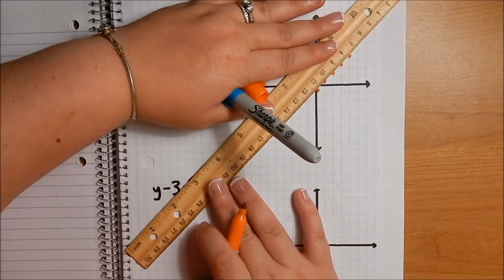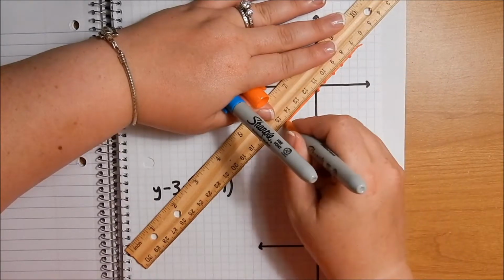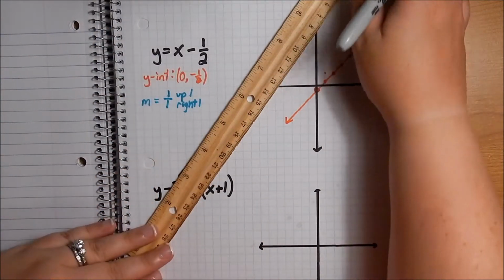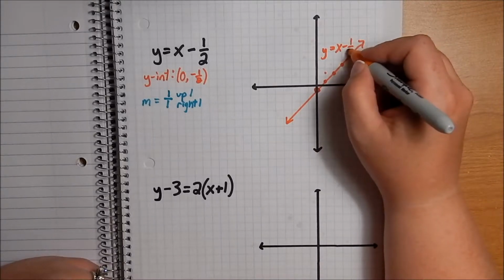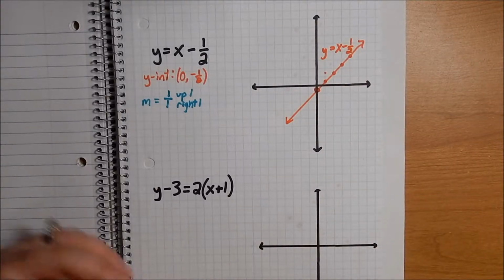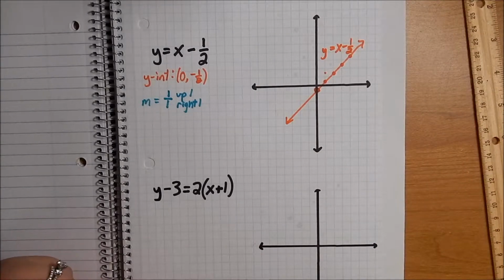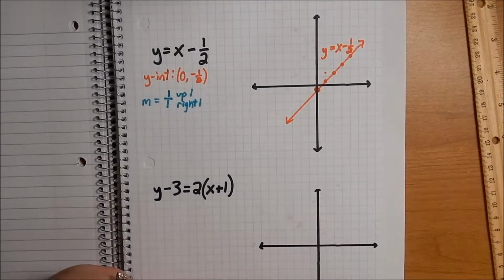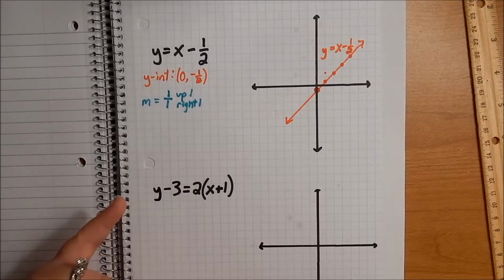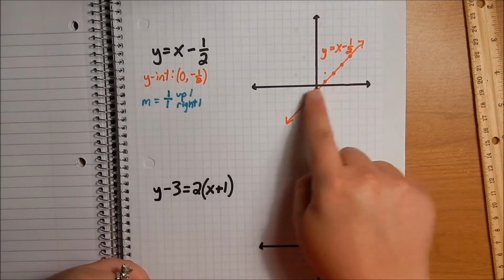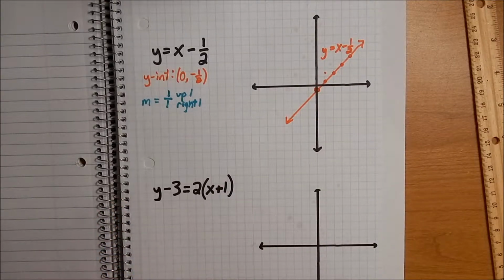Alright, so if I connect these dots, there we go, and there is my graph of y equals x minus a half. Some other things you can do when you have fractions to graph on fractional points, you could change the scale. You just have to be really careful with your slope, because if each box doesn't represent 1 anymore, you'd have to do your slope accordingly. But if you're not going to change the scale, just be careful about the lattice points.